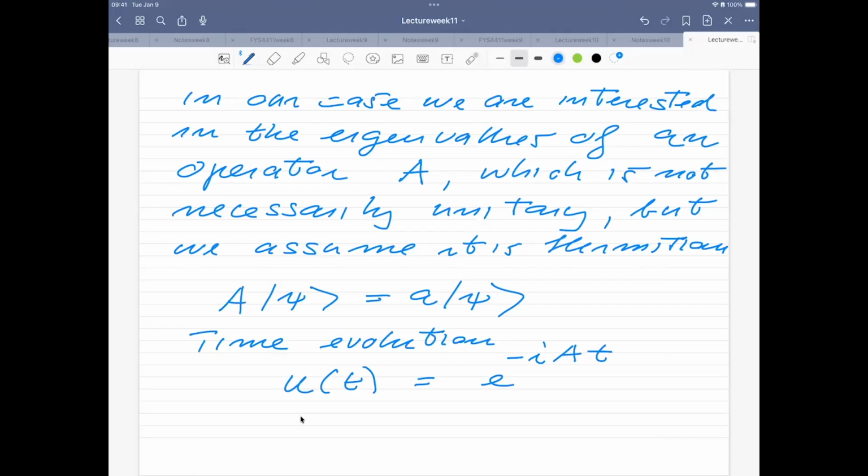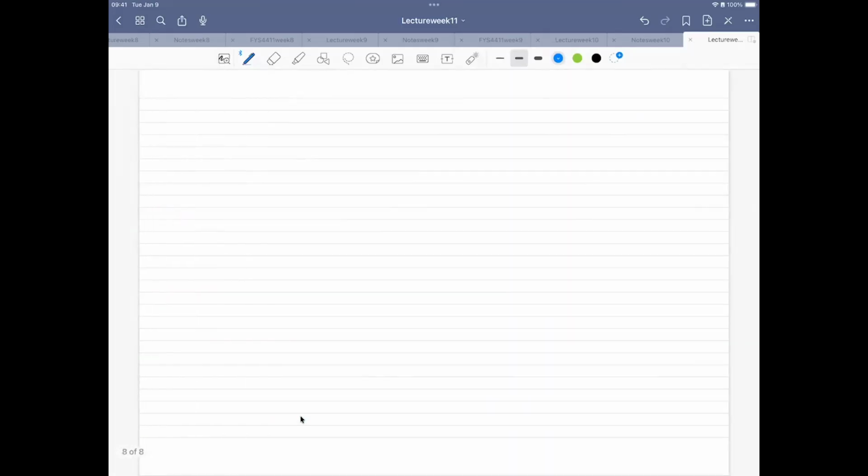So if we have the system with A multiplied with psi equal to, let's just put some i here, a_i times psi_i, then U of t acting on psi_i is going to be given by e to the minus i a_i t multiplied with psi_i. And this is the quantity which we are going to look at.